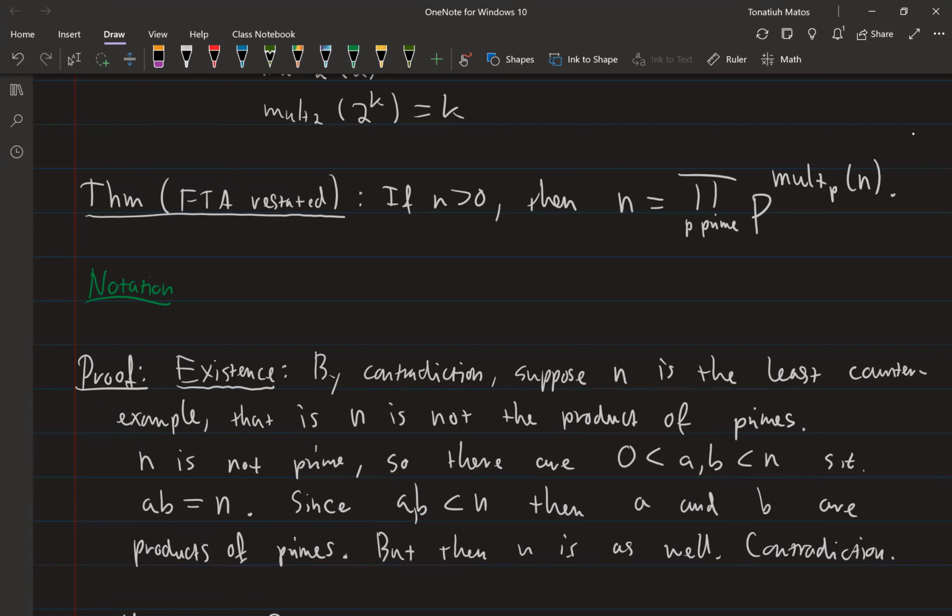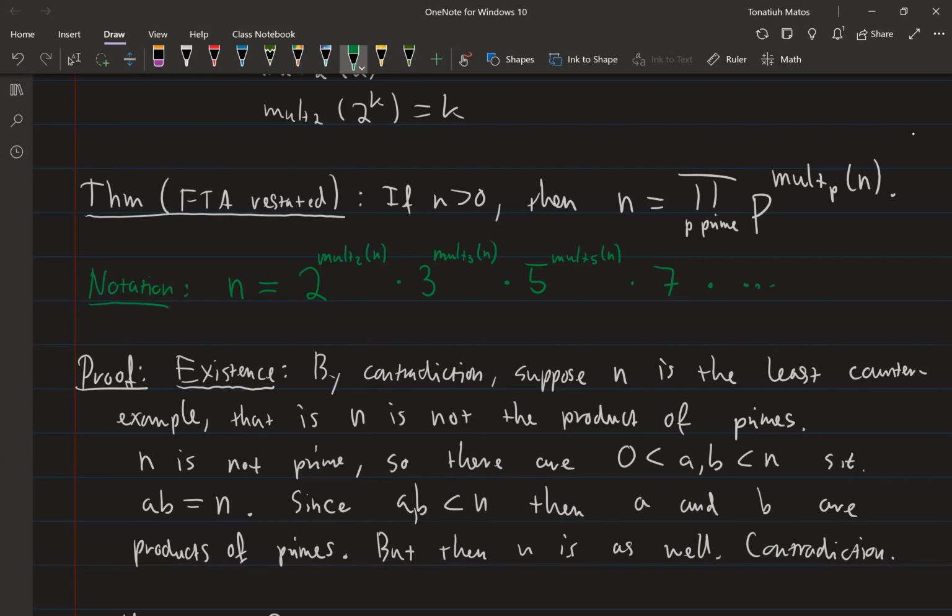So the notation is what I mean by p prime is you take the first prime number, which is 2, and then you find its multiplicity sub 2 of n, right? Then you take the next prime number, which is 3, and then you take the multiplicity of 3 in n. And then you take the next prime number, which is 5. Then you take the multiplicity of 5 in n. And then you take the next prime number, which is 7.